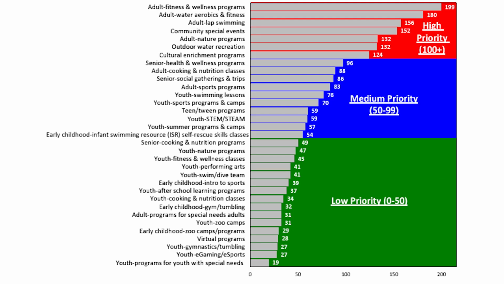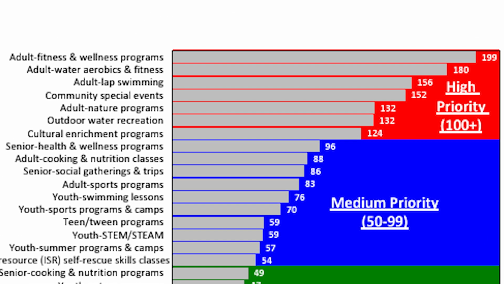the priority investment rating that was identified, which is the importance combined with the unmet need, broke it out this way. Adult fitness and wellness programs got a score of 199 out of 200. Adult water aerobics and fitness, a 180. Adult lap swimming, a 156. Community and special events, 152. Adult nature programs and outdoor water recreation were tied at 132, and then cultural enrichment programs at 124. And basically anything over 100 is considered a high priority to invest in. So we would be looking to bring on more of that type of programming over the next 10 years.